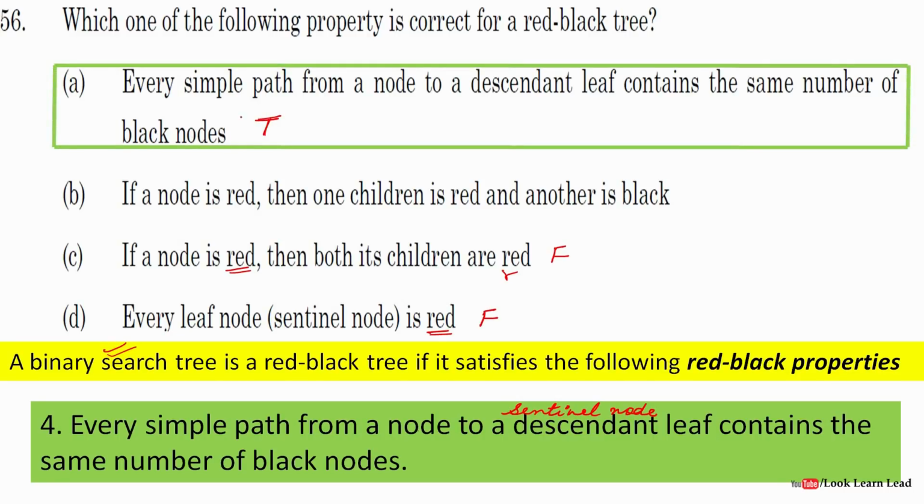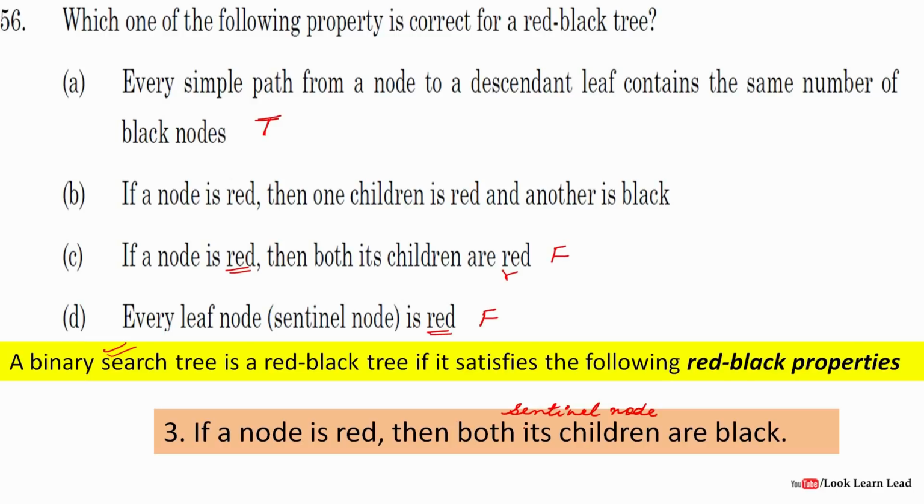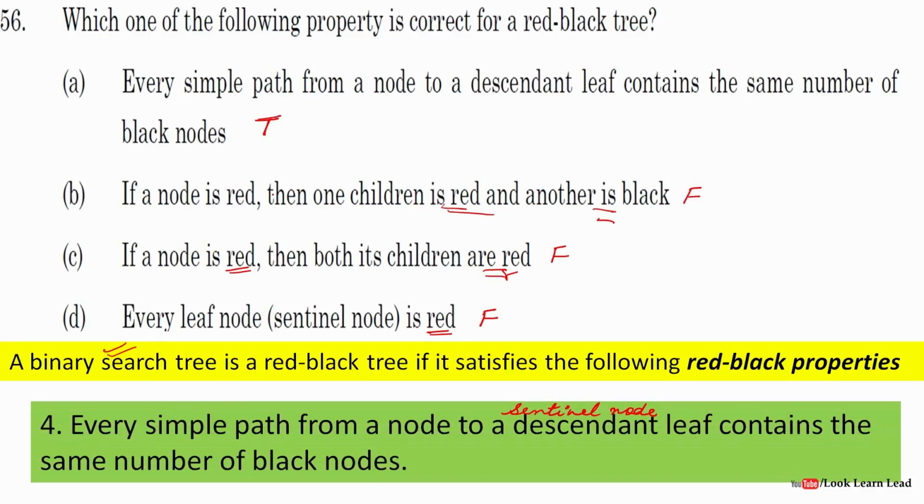Okay, so this is our answer. And if a node is red, then both children are black. This is also false, because if the node is red, both children would be black, but here one is red and another is black. So this is false. Both are red is also false. So the answer would be A. That is, every simple path from a node to descendant leaf contains the same number of black nodes. So A is our answer.